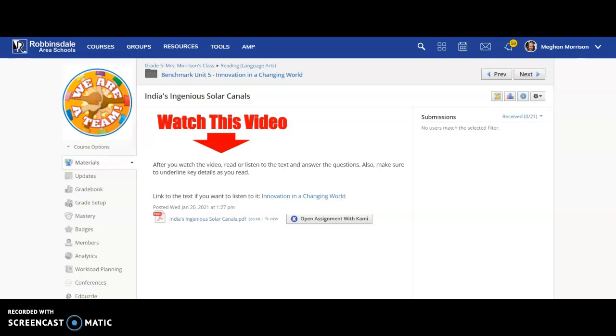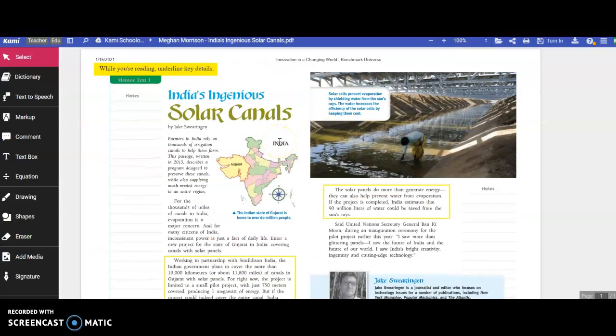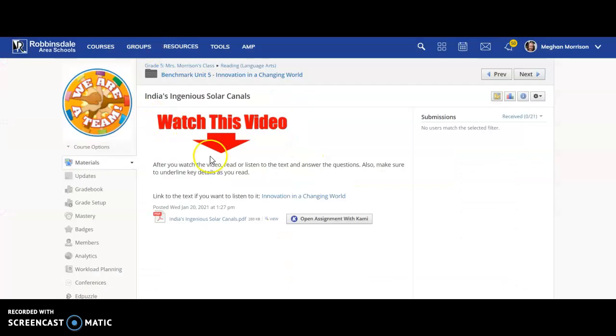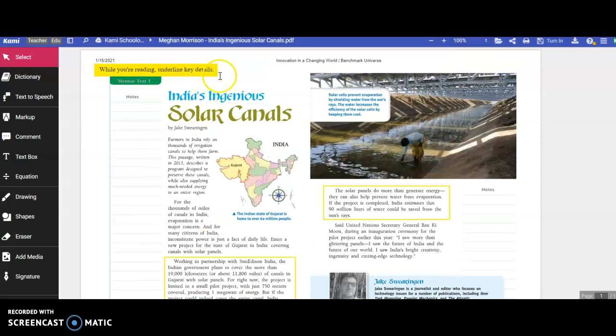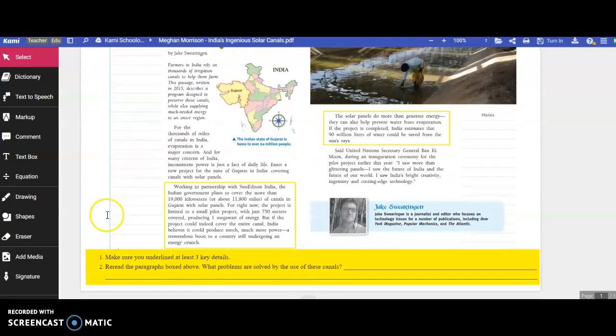So there are these canals in India, and solar has to do with some solar panels that they're going to use. Okay, so here's the story. Remember, you can listen to it by using this link if you want to. You're going to underline key details, and then you're also going to answer this question at the bottom. Now, it talks about what problems are solved by the use of these canals.